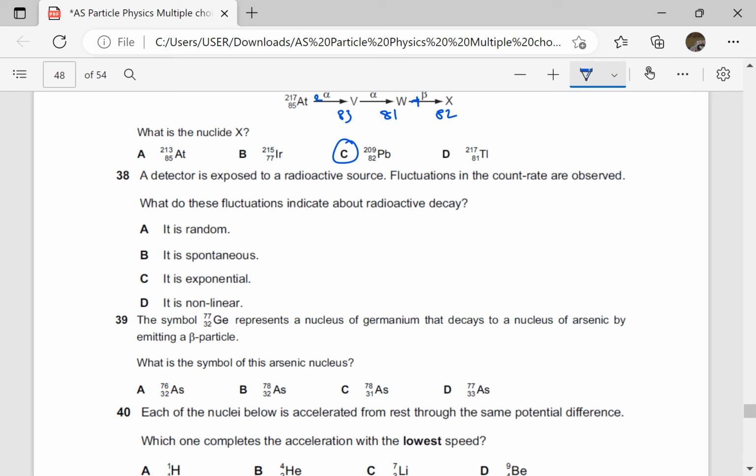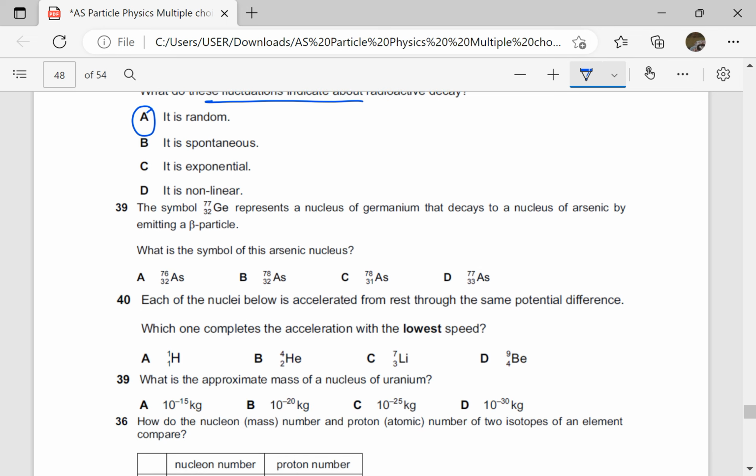A detector is exposed to a radioactive source. Fluctuations in the count rate are observed. What do the fluctuations indicate? Fluctuations indicate a random nature. So they said it is random, spontaneous, exponential, nonlinear. So the fluctuations is the random nature.